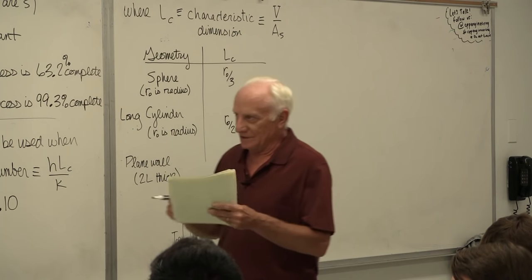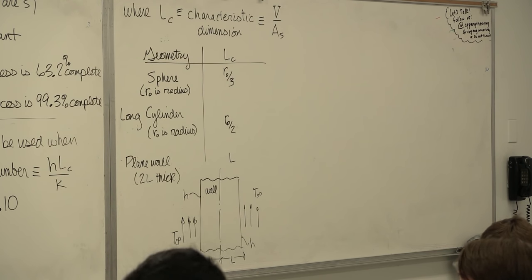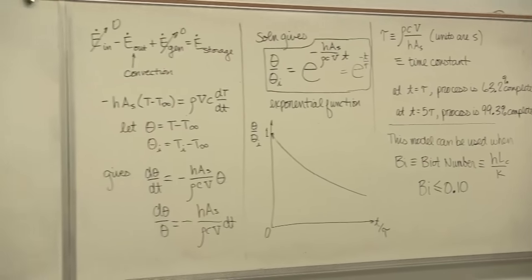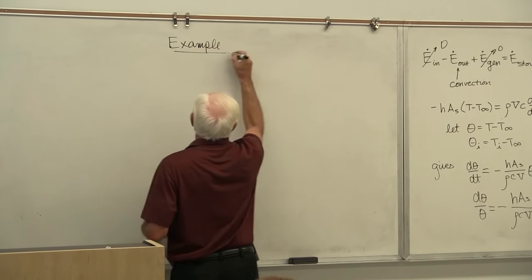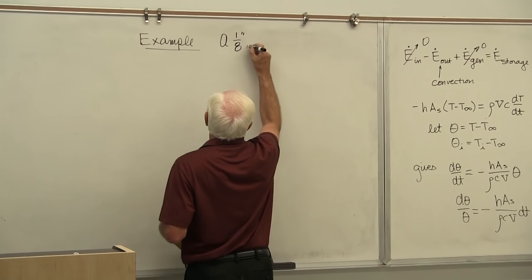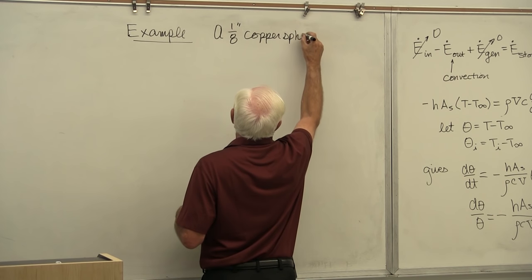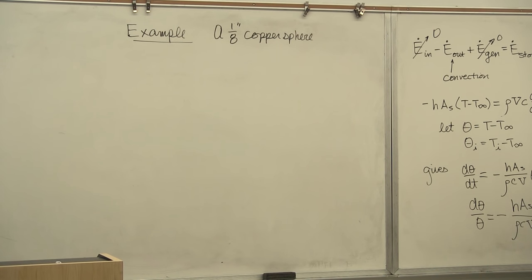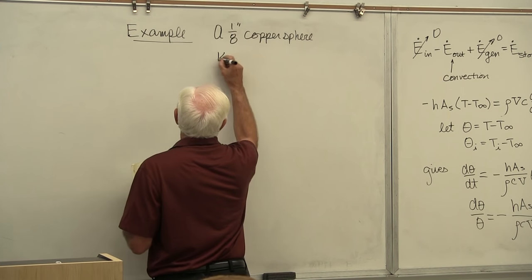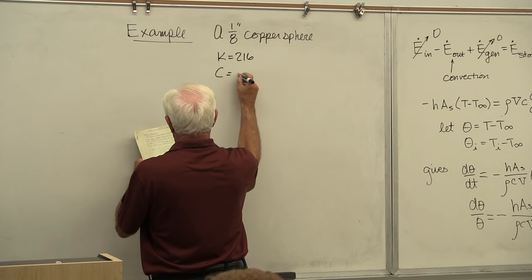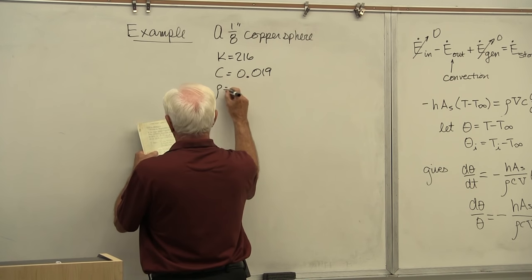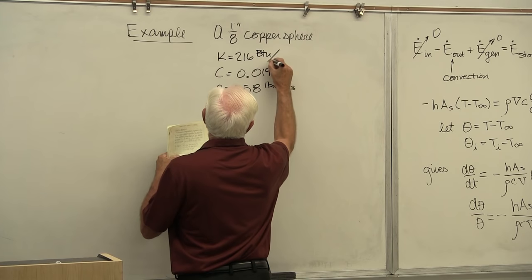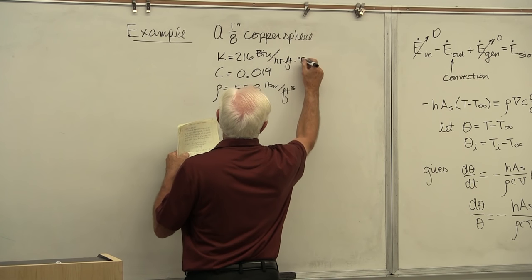All right, so we're going to use this simple model now for a problem of a small copper sphere. So, this is an example. A 1/8 inch copper sphere. For copper, we have a density of 216, c the specific heat, rho the density.